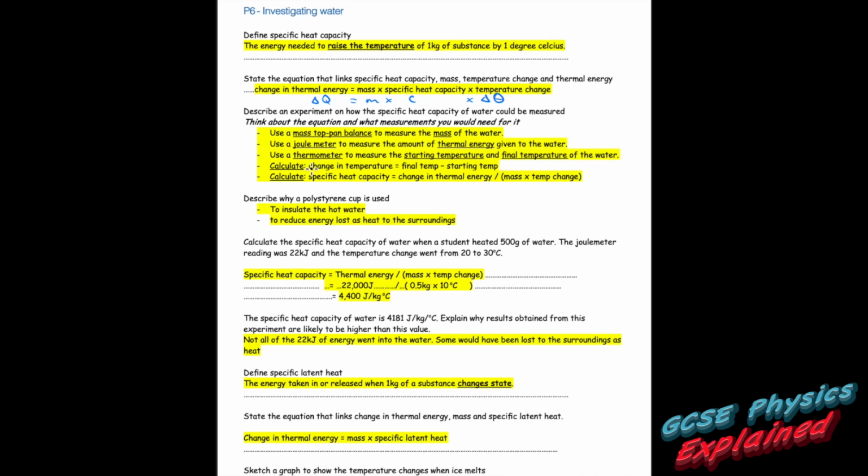And then we can calculate the change in temperature by doing the final temperature take away the starting temperature. And then finally calculate the specific heat capacity by taking the change in thermal energy and dividing it by the mass times by the temperature change. So I just rearranged that equation there. So specific heat capacity equals the change in thermal energy divided by the mass times by the temperature change.